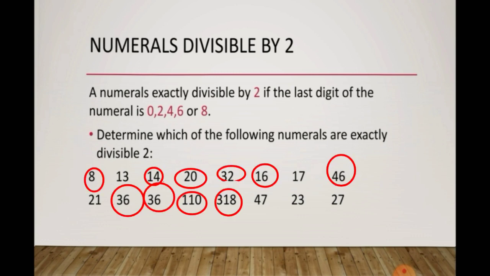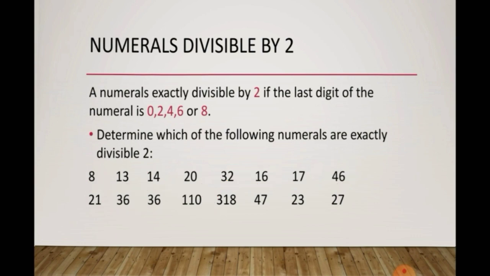So we encircle the numerals exactly divisible by 2. 8, 14, 20, 32, 16, 46, 36, 110, and 318 are all exactly divisible by 2 because their last digit is 0, 2, 4, 6, or 8.